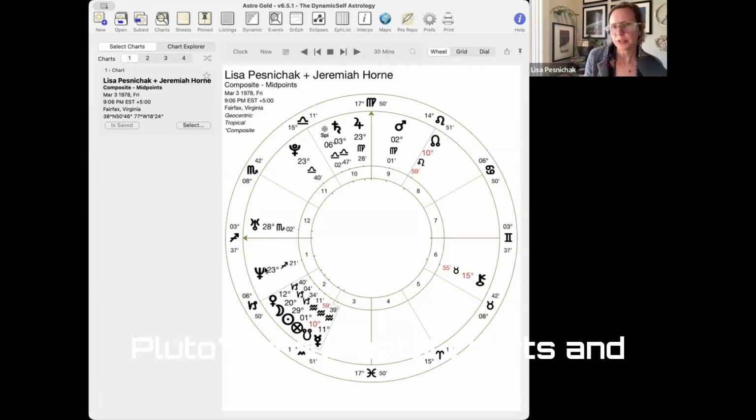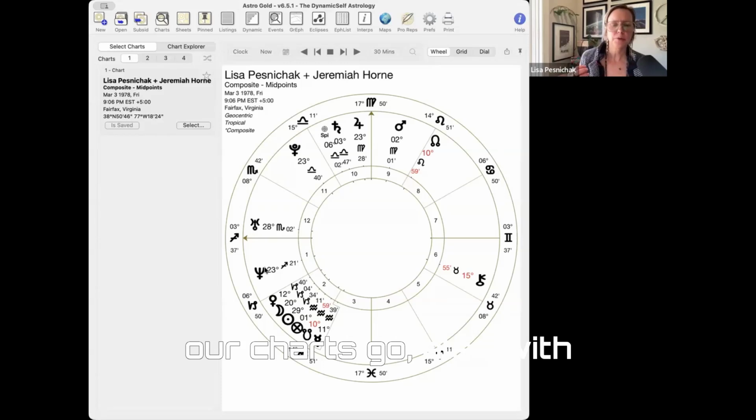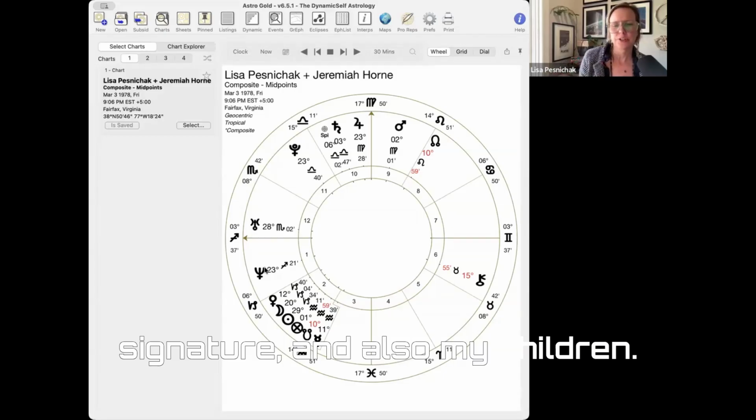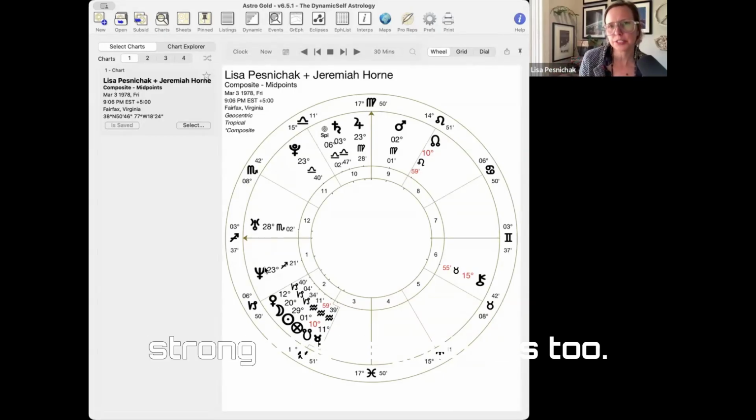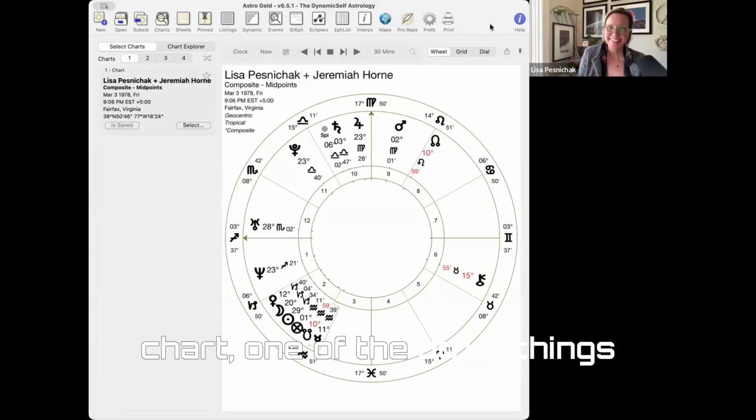We both have very strong Plutos in our natal charts, and figuring out how to navigate some of that Pluto dynamic. I think that Pluto, as far as our charts go, also with my composite charts with my kids, is very strong. Pluto is a very big part of my natal signature, my husband's natal signature, and also my children. Most of my children have some strong Pluto signatures too. Plutonian family.